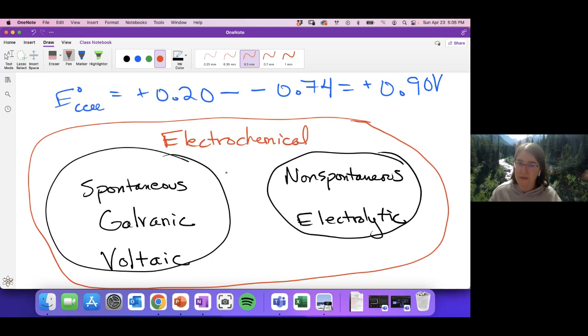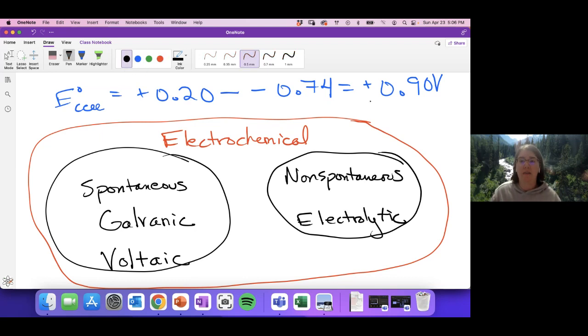So oftentimes the question will read something like, an electrochemical cell is set up with the following reaction. Then we could actually ask you if it's spontaneous or non-spontaneous. We could ask you if it's a galvanic cell or an electrolytic cell. We might also use the word voltaic cell. It just depends on who wrote the question. So you are responsible for all of this language, as it's language that we might either use or ask you to use.